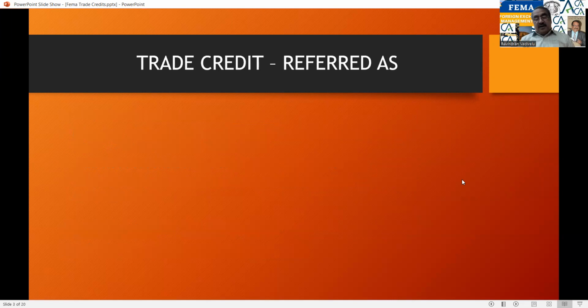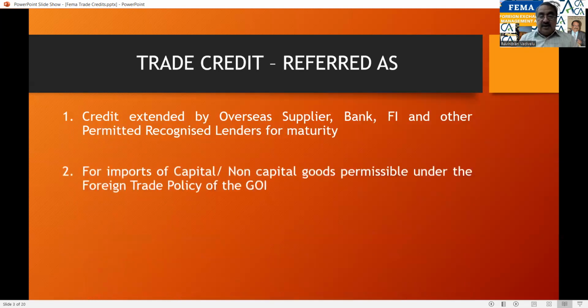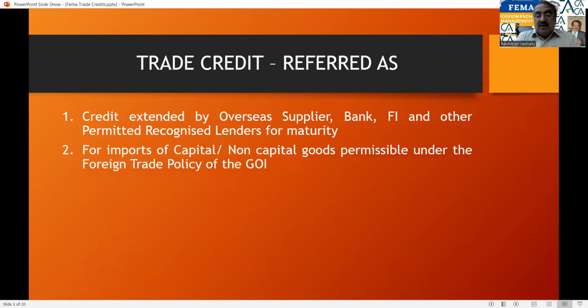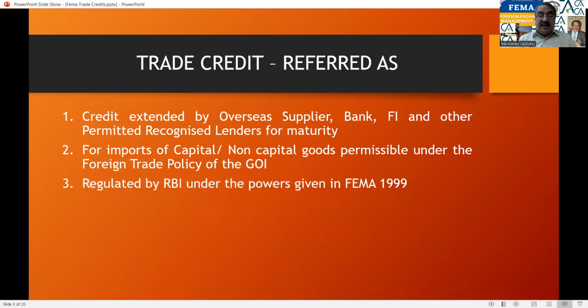And welcome to the topic trade credit. What is a trade credit? It's a credit extended by overseas suppliers, banks, financial institutions, and other permitted recognized lenders with a maturity, and this is used for the purpose of import of capital goods and non-capital goods. This has to be carried out with the permissible activities as per the foreign trade policy of the Government of India. And trade credit is regulated by the RBI under the powers given in FEMA 1999.